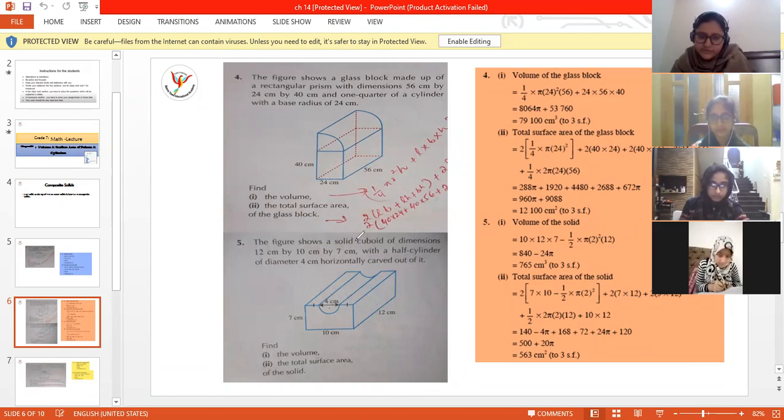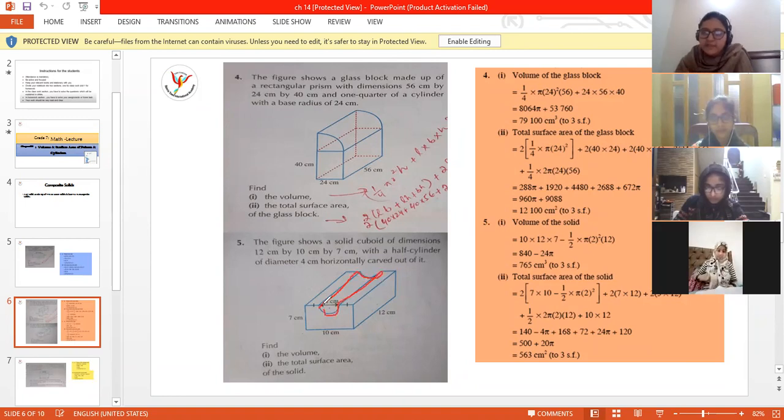Now come towards the question. With a half cylinder of diameter 4 centimeter horizontally curved out of it. If the figure were in this shape, then the question would be as clear as we have done in question number 2 of exercise 14D. But here the cylinder is cutting this cuboid horizontally.